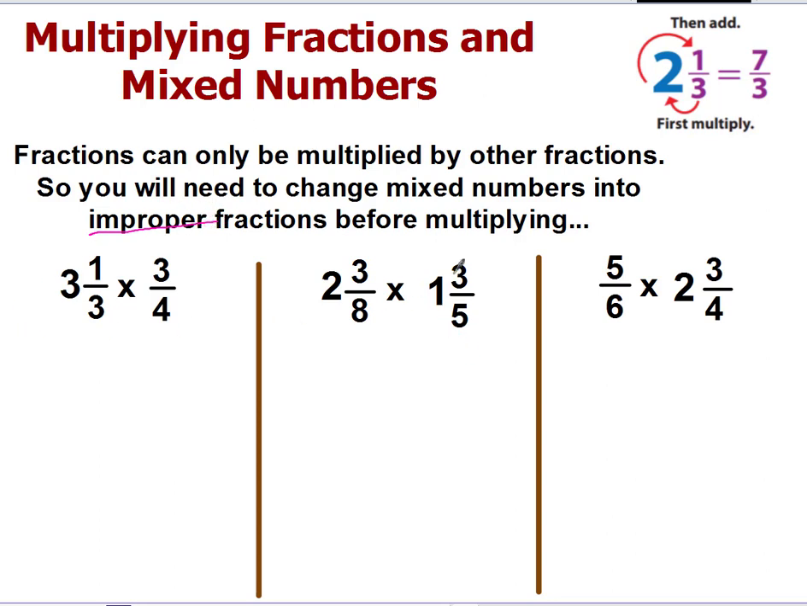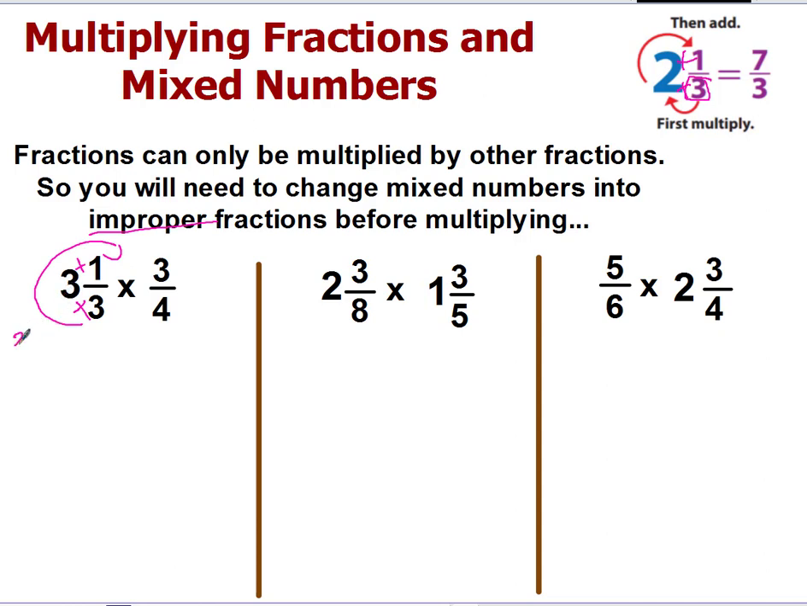Whenever we did this in unit one, remember how we talked about spelling Texas backwards? Okay, when we multiplied our denominator by our whole number and then added that to our numerator. So for example, in this example, we have 3 times 2 equals 6, 6 plus 1 equals 7. So our numerator was 7 and our denominator stayed the same, which is 3. We're going to do the same thing here. Spell Texas backwards and then draw my arrow.